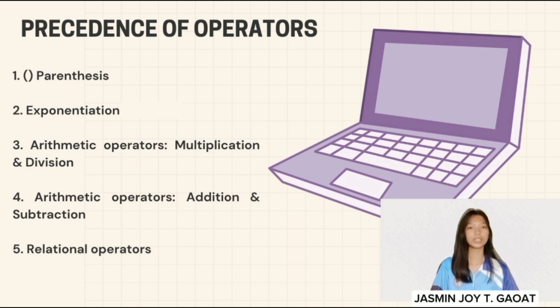Next are the arithmetic operators, addition and subtraction. After division and multiplication, addition and subtraction are performed. Like division and multiplication, these also have equal precedence and are handled from left to right. For example, 5 plus 3 minus 2: first add 5 and 3, and the answer is 8, then subtract 2, resulting in 6.